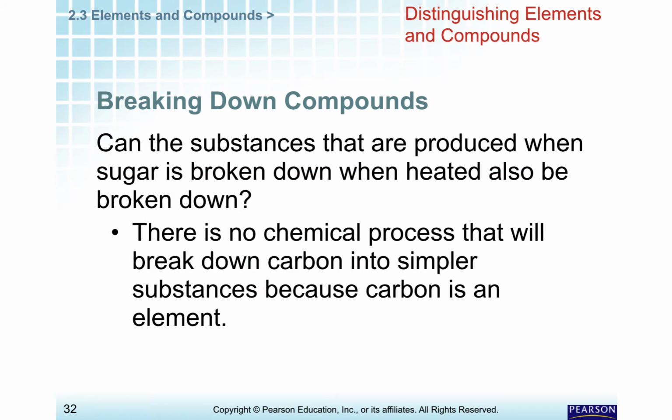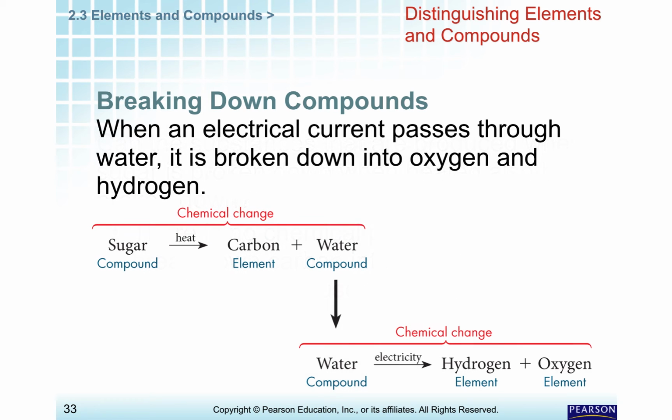Can substances that are produced when sugar is broken down also be broken down? There's no chemical process that will break carbon down into simpler substances because carbon is an element. When an electrical current passes through water, it is broken down into oxygen and hydrogen. So the first thing is we heated the sugar. The heat caused a chemical change to turn sugar into carbon and water. The water then goes through a chemical change using electricity, which will turn it into hydrogen and oxygen.